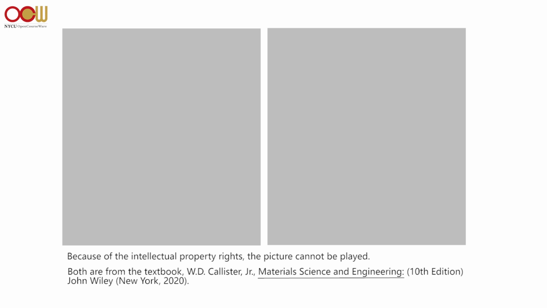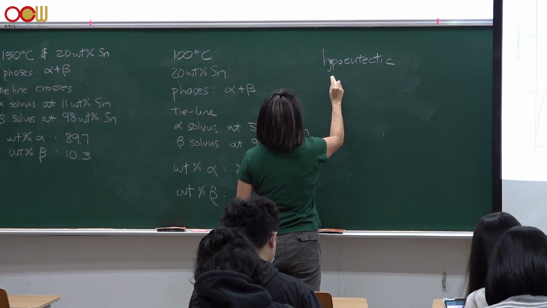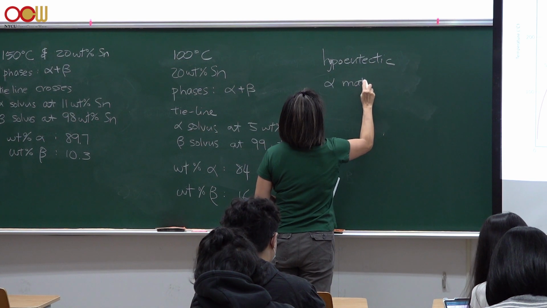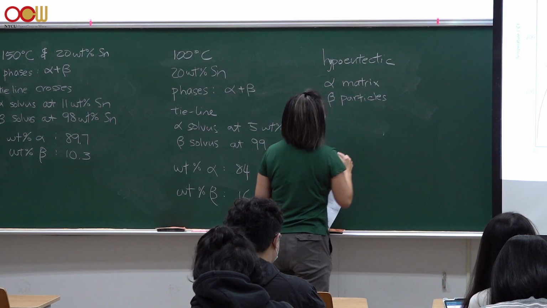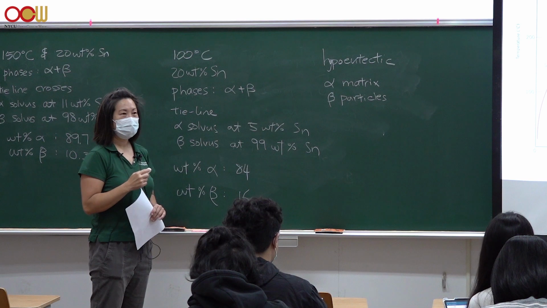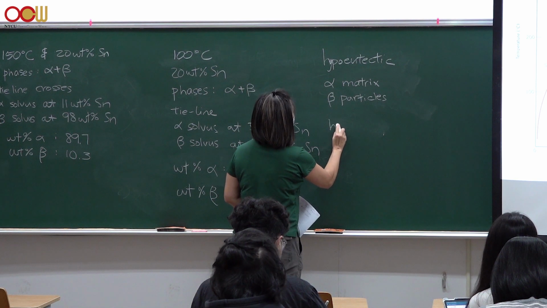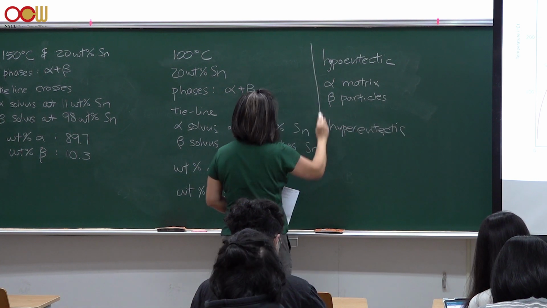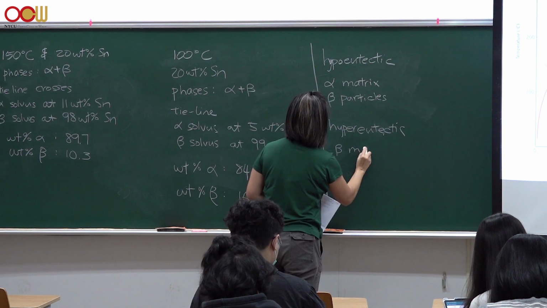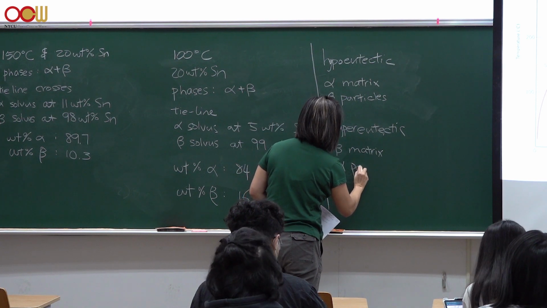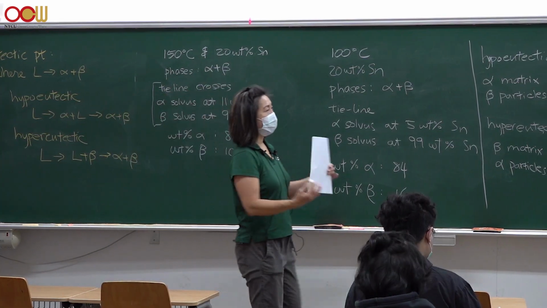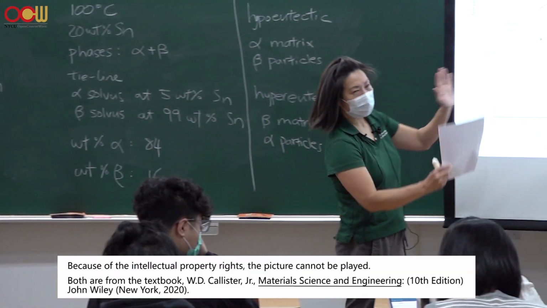And that's the importance of a eutectic point, because at compositions less than the eutectic, for hypoeutectic, I get an alpha matrix with beta particles inside the alpha matrix, because I get alpha forming first. And then in my hypereutectic, I get beta matrix and alpha particles. And then if I'm at my eutectic, so that's the graph on your right.